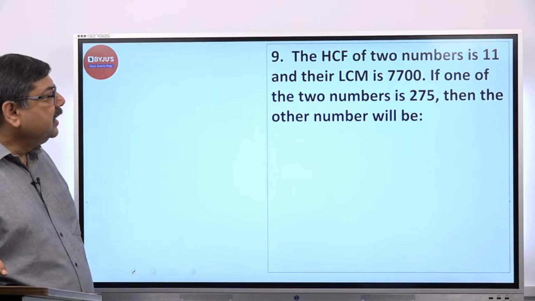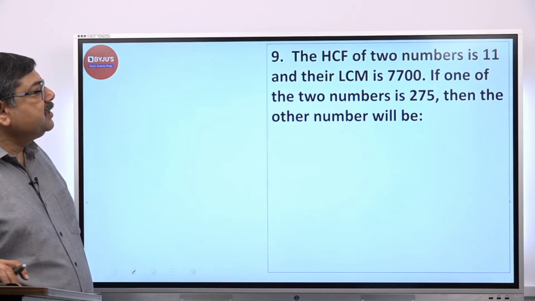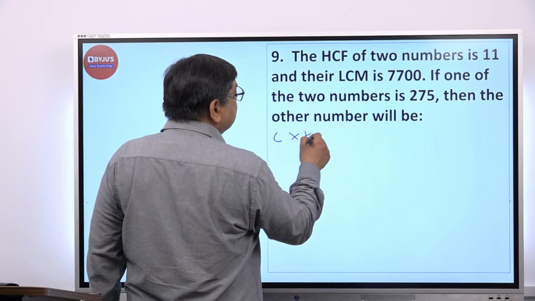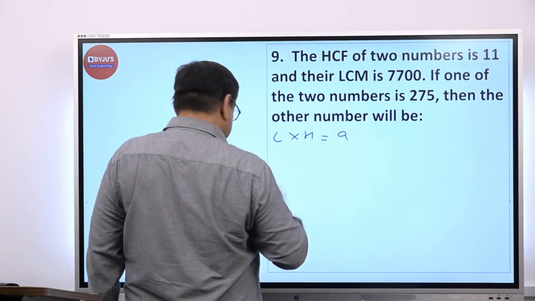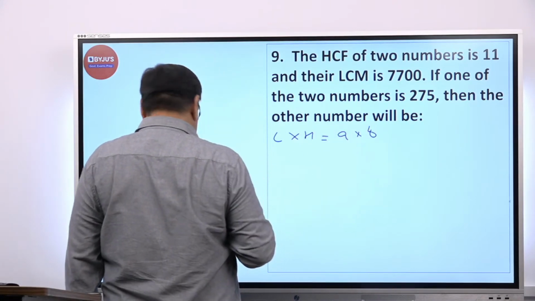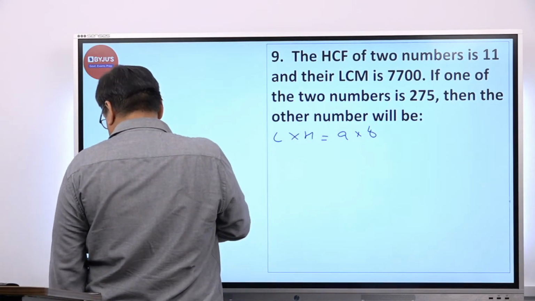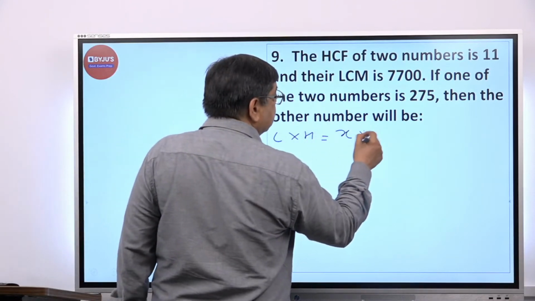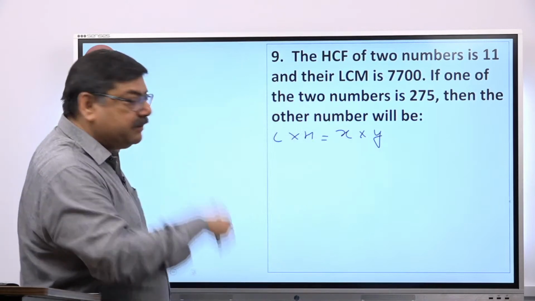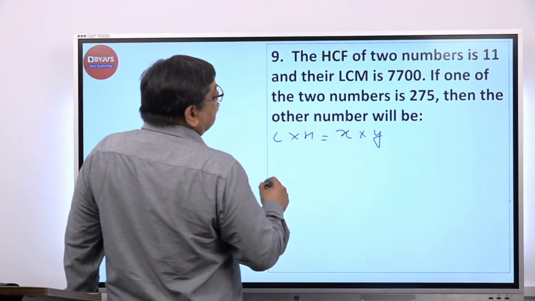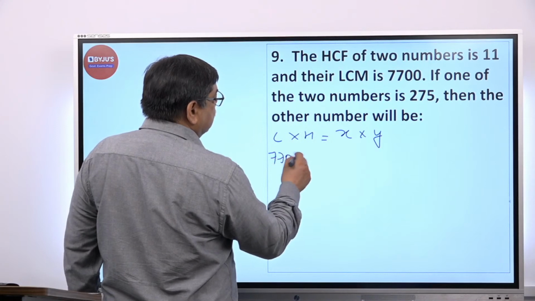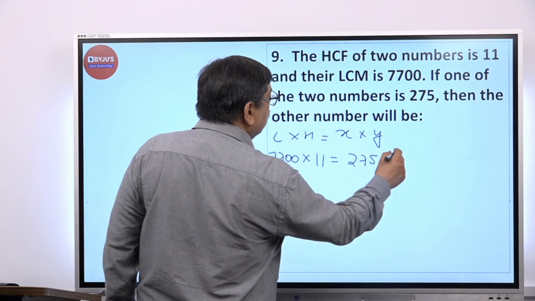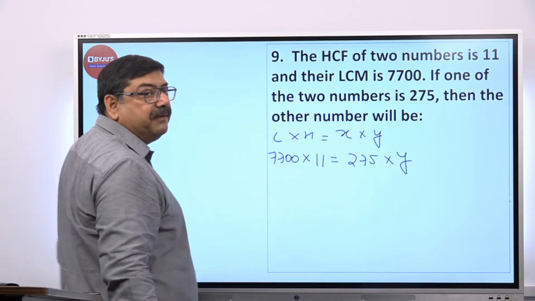Straight question. HCF of two numbers is 11 and their LCM is 7700. One of the two numbers is given to you, 275, then the other number will be? You know that LCM into HCF is equal to the product of the two numbers, X into Y. Because A and B we are using as co-primes here, let's not confuse. So LCM here is 7700, HCF is 11 and the number here is 275 into Y. That is the second number we have to find out, that is Y.